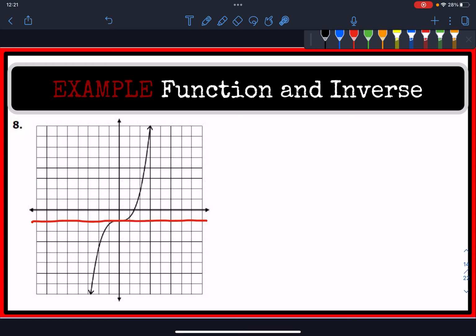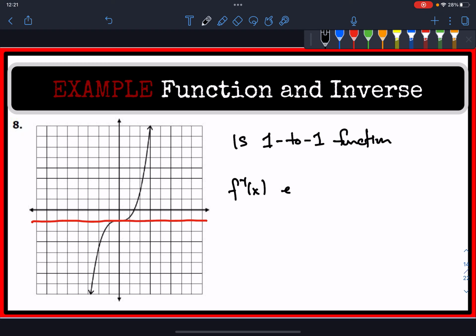As soon as we move any unit, a micro unit, away from that, the graph starts moving up and is not touching the line anymore. So this does pass the horizontal line test, and therefore this is a one-to-one function, which means that the inverse of this function is going to exist.